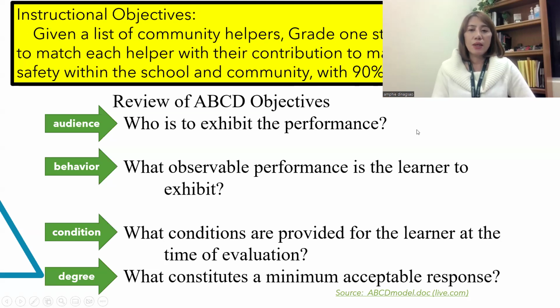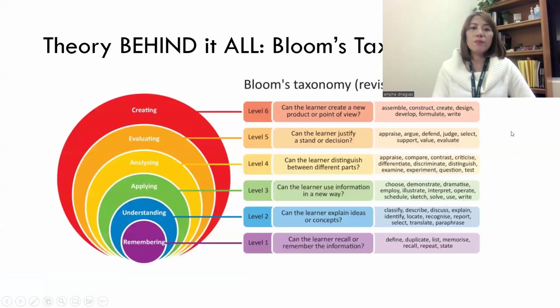I want to show this so that within your lesson plan, you can review your objective. Does it have the audience, meaning who will exhibit the performance? Does it have observable performance? What observable performance is the learner going to exhibit? That's behavior. The conditions are provided for the learner at the time of evaluation. And the degree is what constitutes a minimum acceptable response.